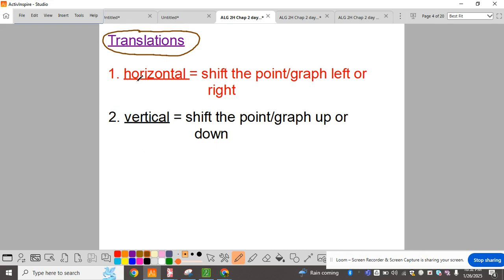When we say horizontal, it is a shifting of a graph or a point to the left or to the right. When it's a vertical translation, it is when the graph or the point is going down or going up.